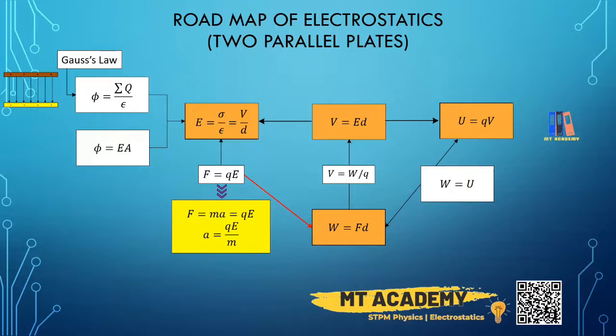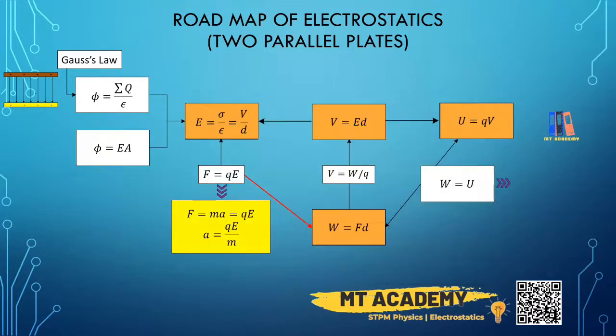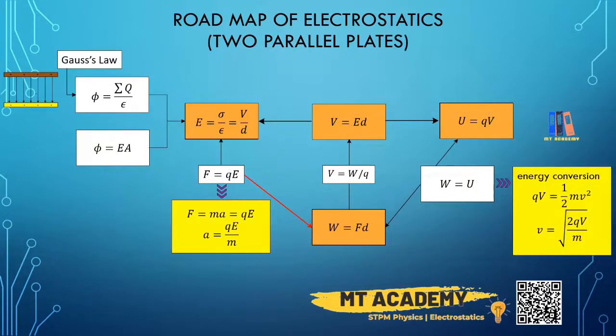Another thing you might see in questions is the conversion of energy. You have learned about thermionic emission and the production of cathode rays in your STPM physics. This is about the conversion of energy from electrical potential energy to kinetic energy. From here, we can derive the formula of the velocity of the point charge when it is moving out of the electric field. Regarding this, I will prepare a video in the future to discuss it further.